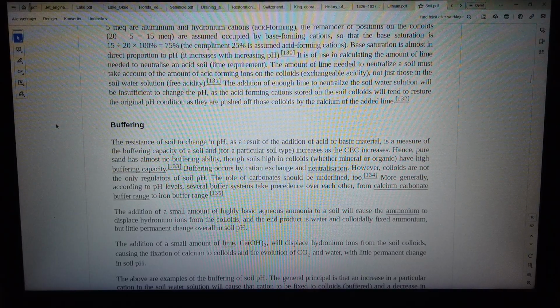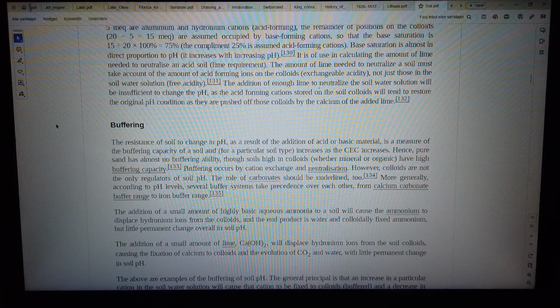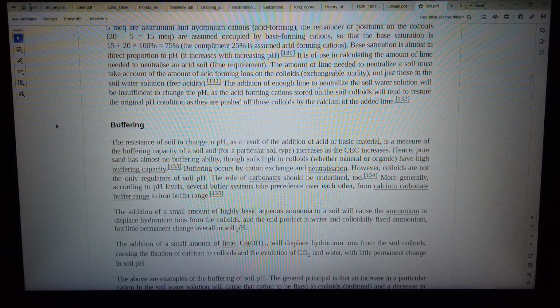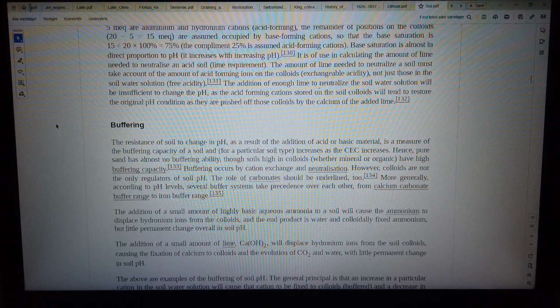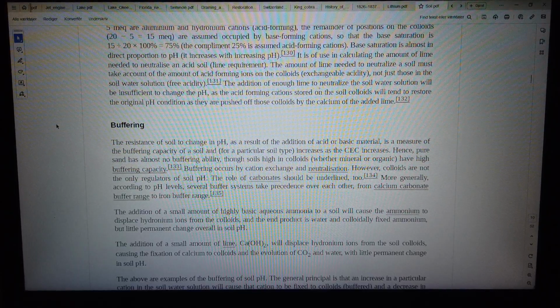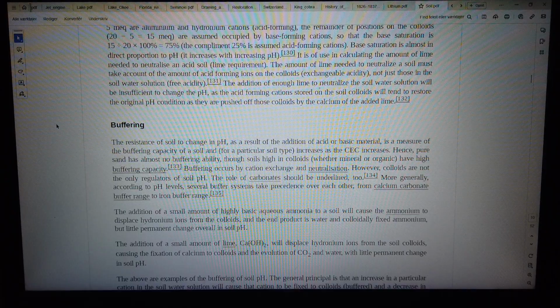132. Buffering. The resistance of soil to change in pH, as a result of the addition of acid or basic material, is a measure of buffering capacity of the soil and, for a particular soil type, increases as the CEC increases. Hence, pure sand has almost no buffering ability. Those soils high in colloids, whether mineral or organic, have high buffering capacity.